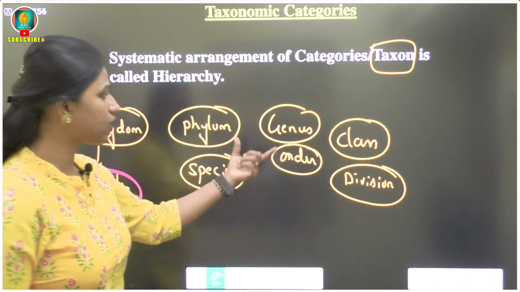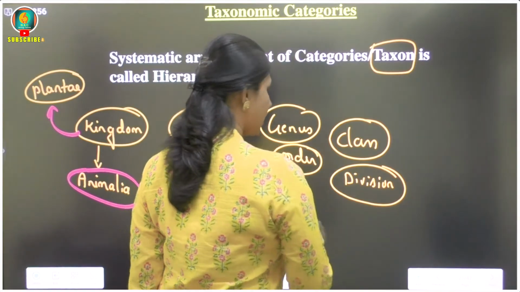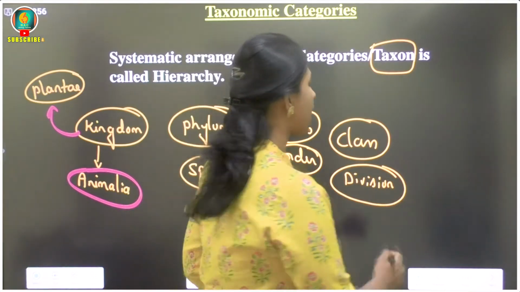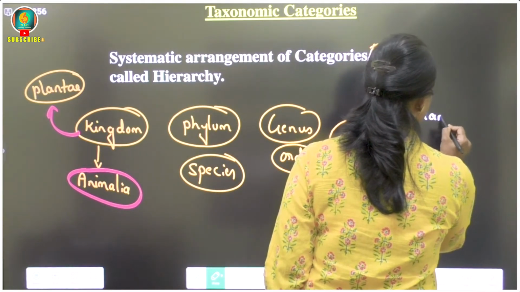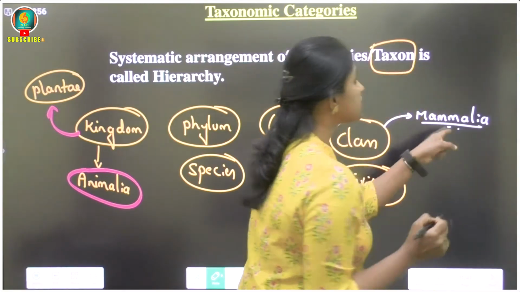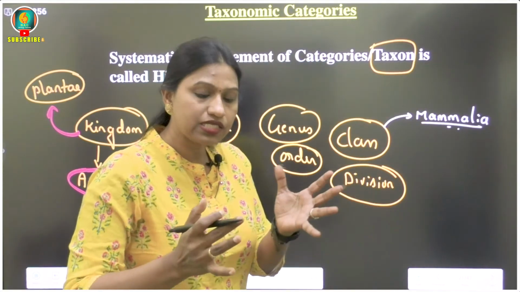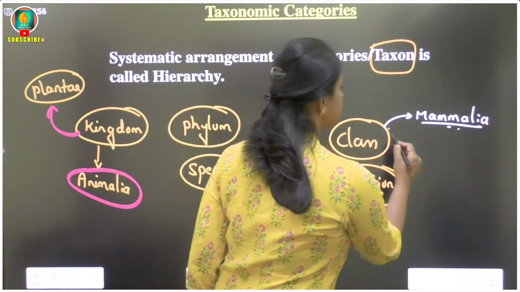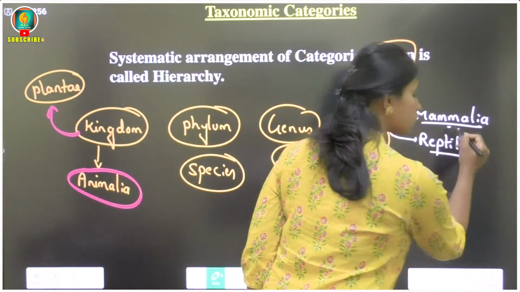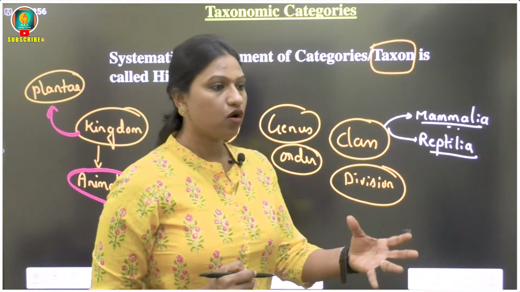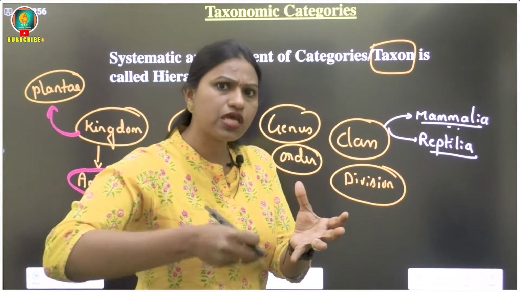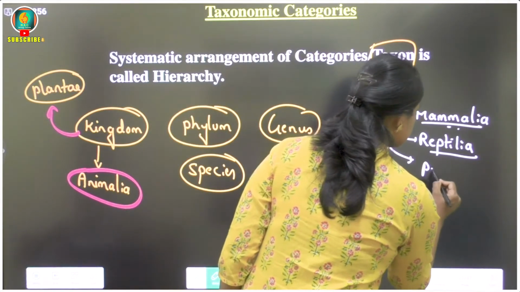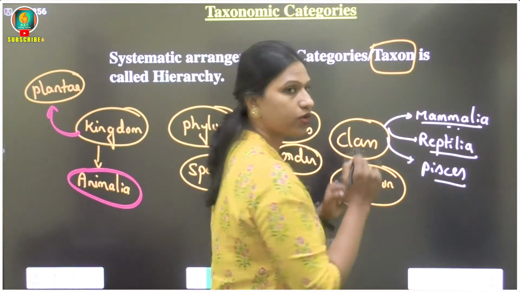Okay, like that if I come to a class. So within the class, I'll say that these are the organisms which belong to a group called mammals or Mammalia. So Mammalia is a class. Then it is one taxon. Or else I say that these are the organisms which belong to a group called reptiles. So Reptilia is a class. So it is also one of the taxon. Or else I say, okay, these are aquatic animals, they are present in the water, they are looking like a fish, they are Pisces. So Pisces itself is a class. So it is also a taxon.